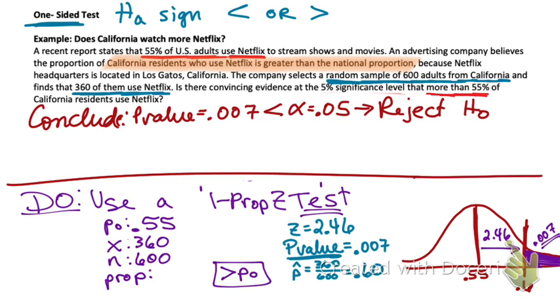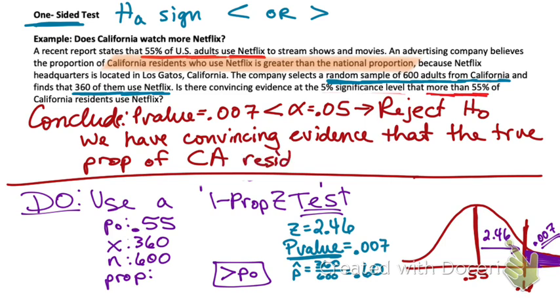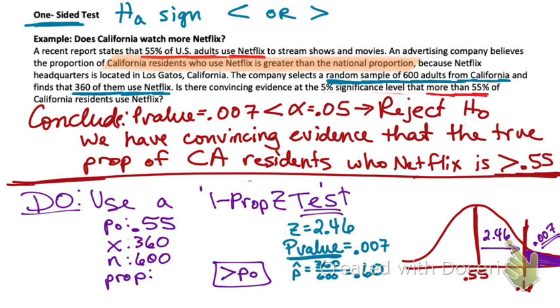Guys, why did we reject the null hypothesis? We have convincing evidence that the true proportion of California residents who use Netflix is greater than 0.55. And that is how you state, plan, do, conclude with a hypothesis test.